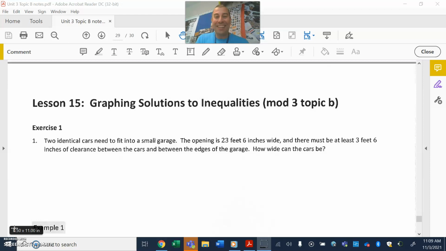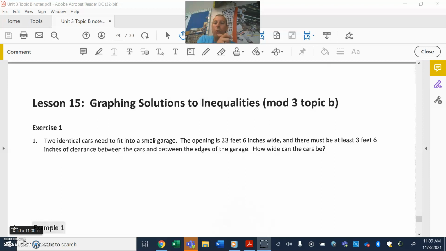Lesson 15, everyone. Graphing solutions to inequalities. So it's more of the same, with little different scenarios, so we get a chance to practice them. We're writing out our inequalities and making sure that they're realistic.